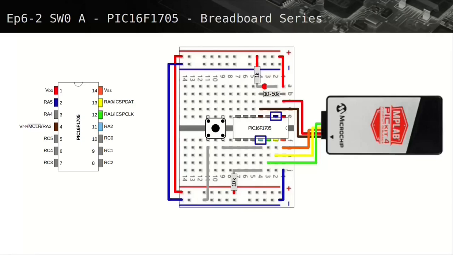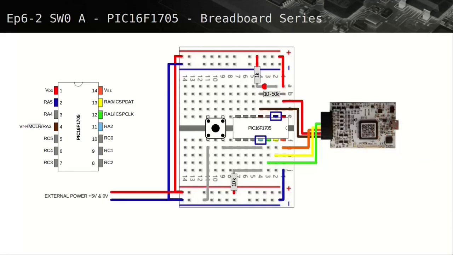Remember to add jumper wires between the top and bottom power rails. Add the external 5V and ground supply if used. The PICkit 4 can be used to power this circuit, then no external supply is required. The Snap, however, requires the external power supply.